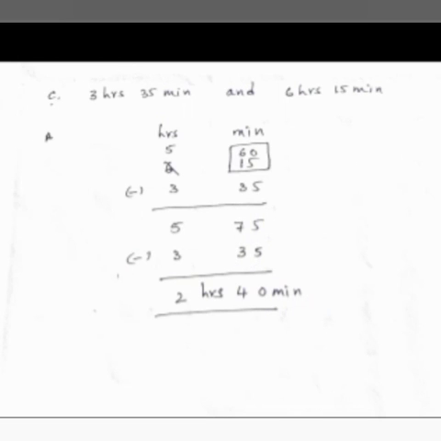Next we separate the hours column. 5 minus 3. How much will we get? 2. 2 hours 40 minutes. What is the final answer we got, children? Tell me. 2 hours 40 minutes.